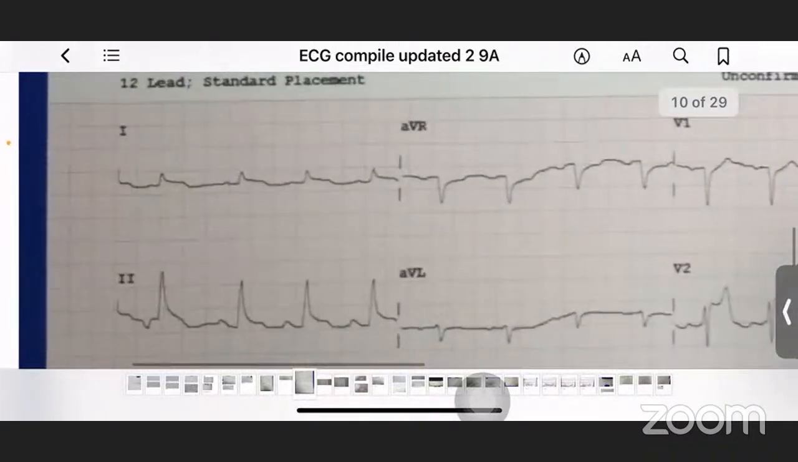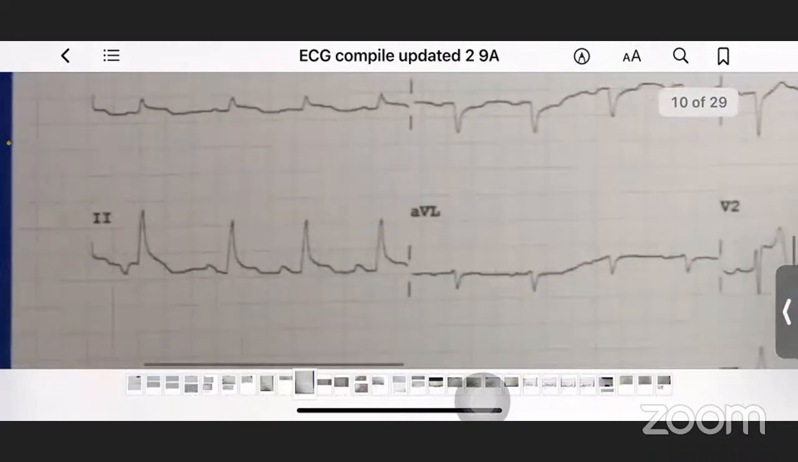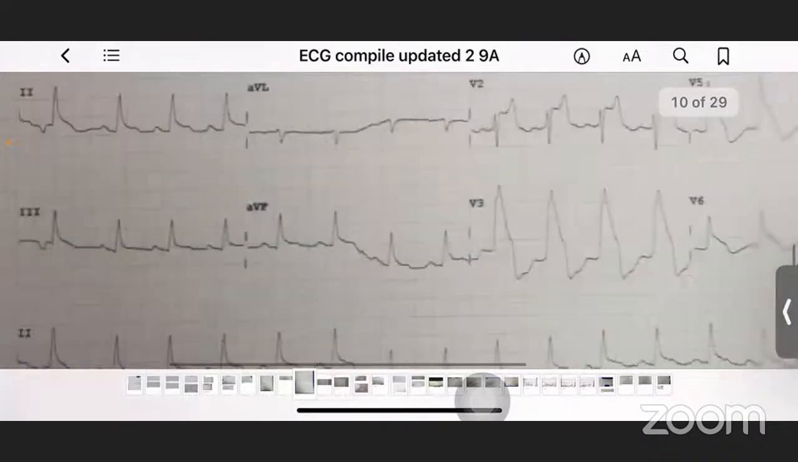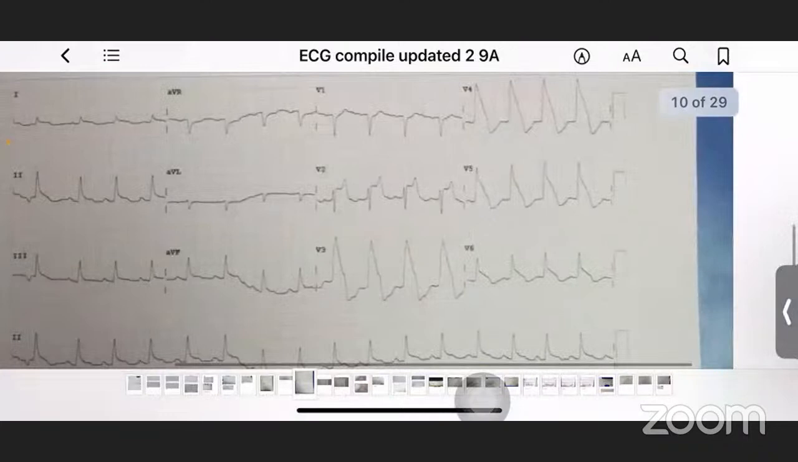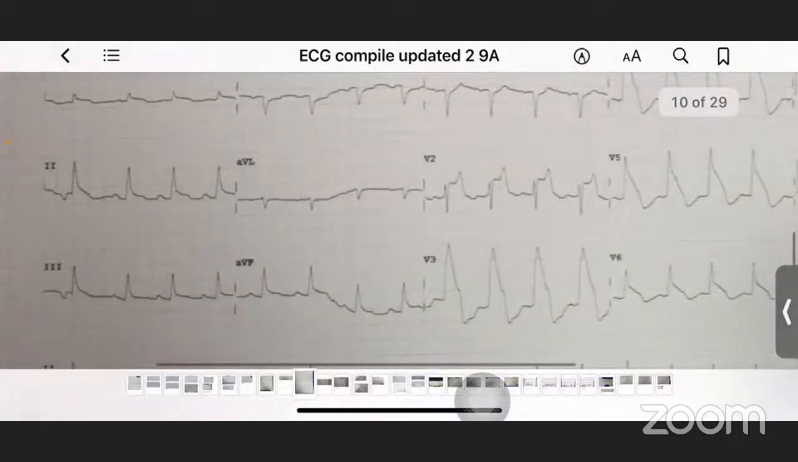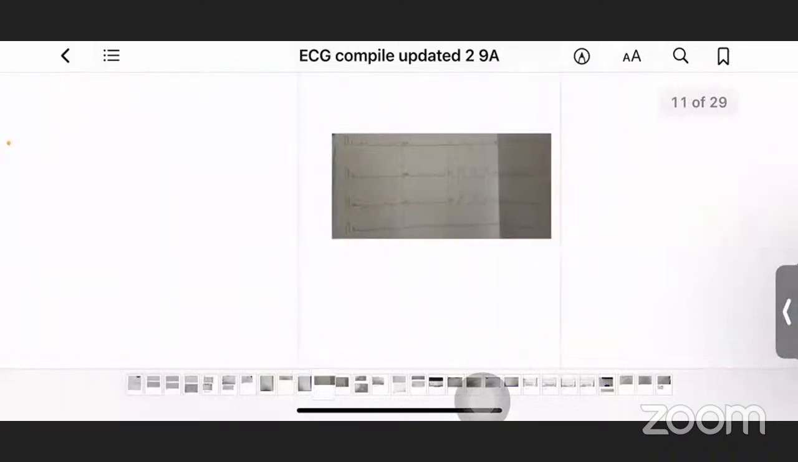Now you see clearly, lead 1 already has ST elevation. Lead 2 also ST elevation. AVF also ST elevation. It's more than just anterior, it's very extensive. Inferior also starts to be involved already, the AVF and 2. Okay, so I'll show you another one.